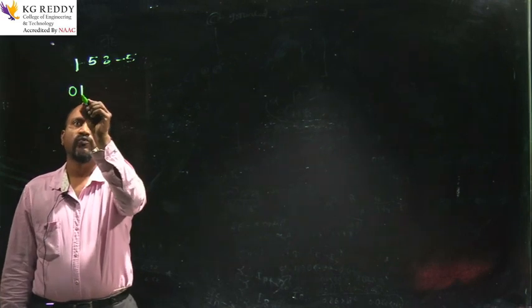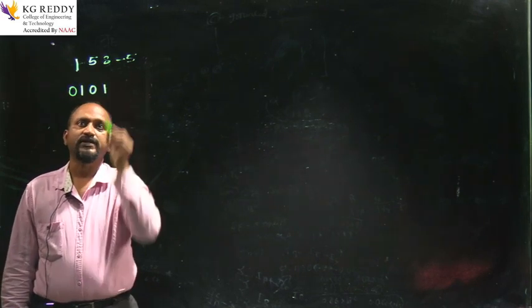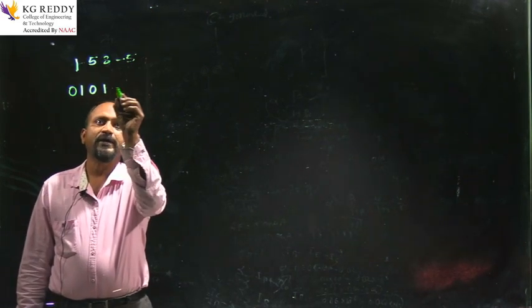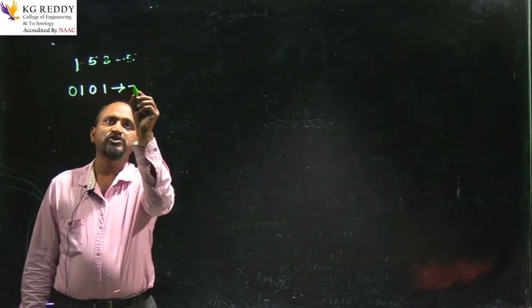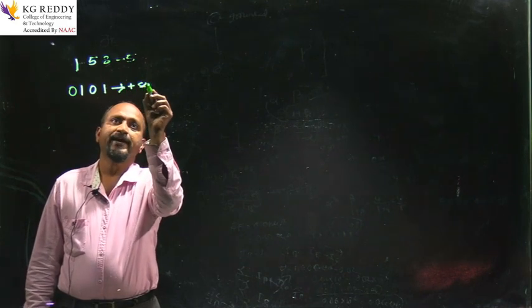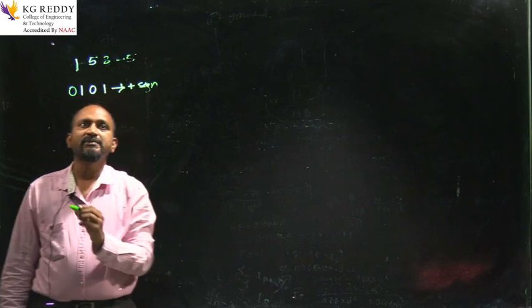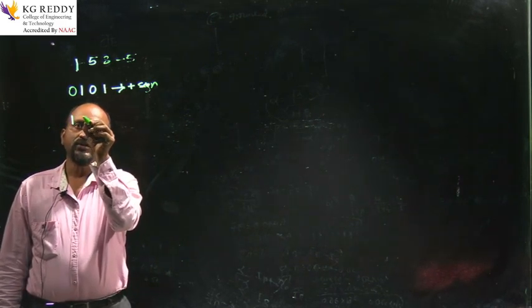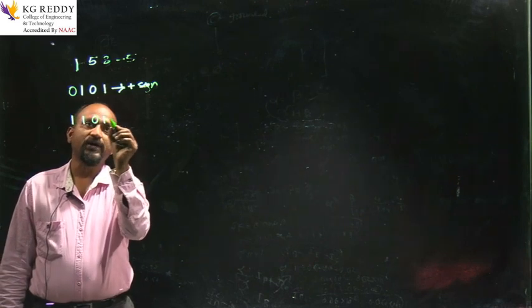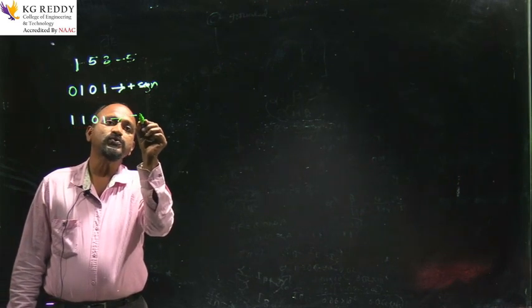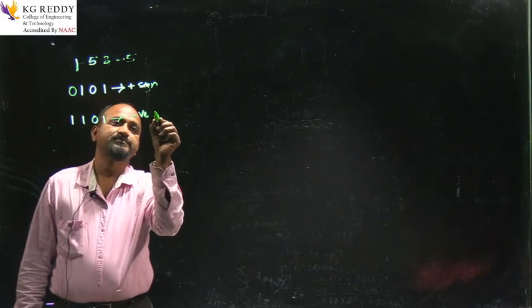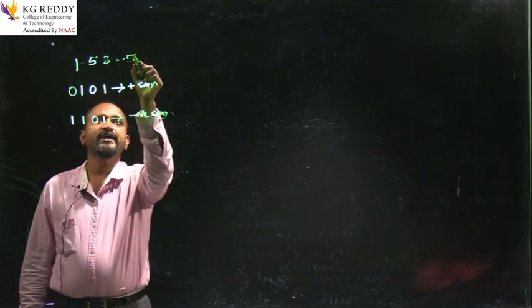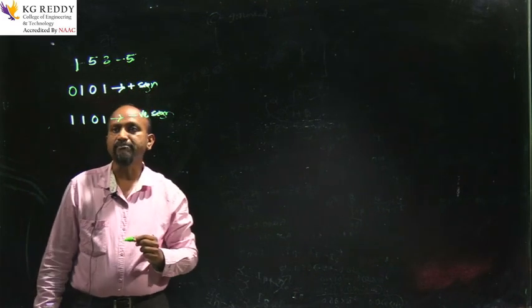0, 1, 0, 1. This is the binary value of 5. This is the representation of the positive sign in sign magnitude. Similarly, 1, 1, 0, 1 is the negative sign representation, minus 5, using sign magnitude.